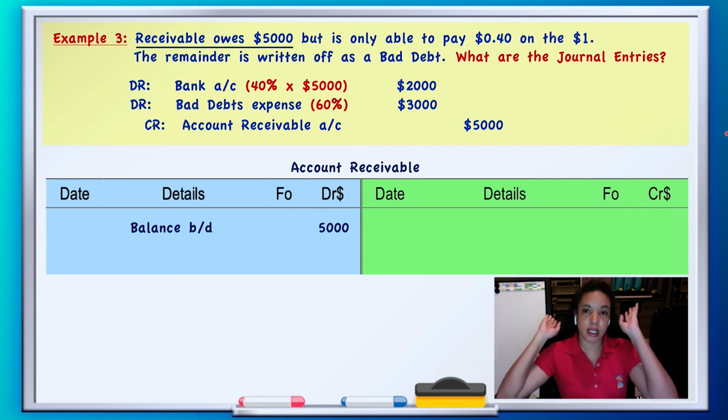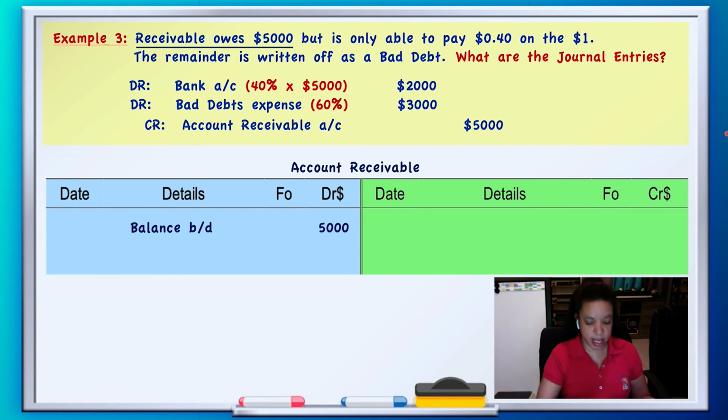Balance on the debit side. You go to the credit side. You put the date and you put your bank. And how much did he pay? $2,000. And then in addition to that, how much bad debts was written off for him? $3,000. And this is the information for the accounts receivable.